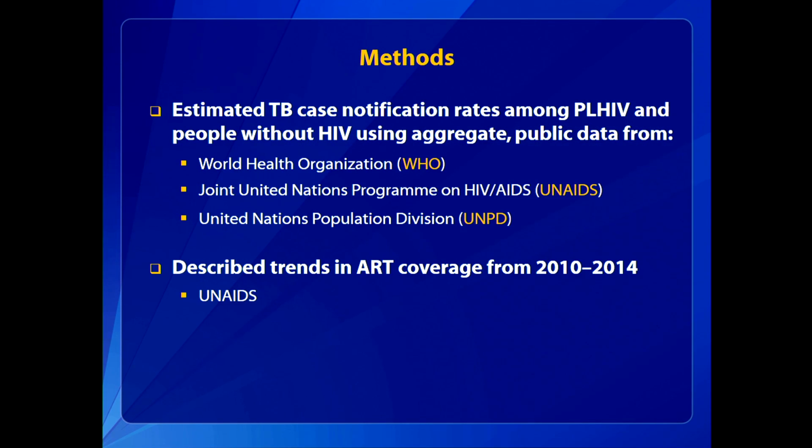Since TB case notification rates stratified by HIV status are unavailable, we first estimated TB notification rates among people living with and without HIV using aggregate public data from WHO, UNAIDS, and UNPD. We also described trends in ART coverage from 2010 through 2014 using data from UNAIDS.